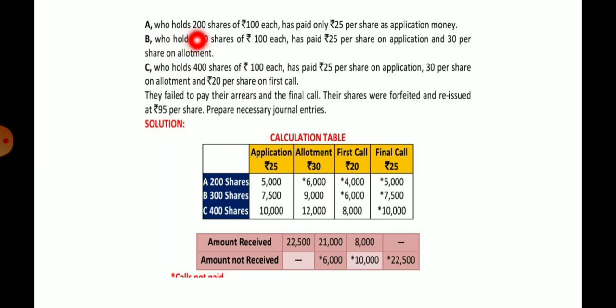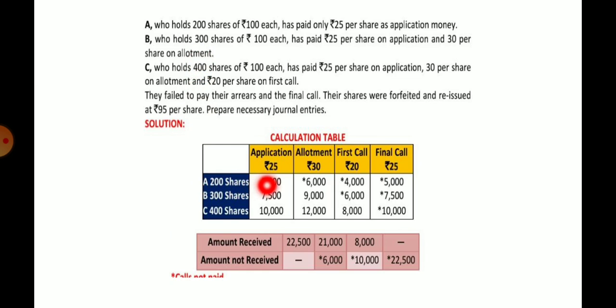A, who holds 200 shares of 100 each, has paid only 25 per share as application money. B, who holds 300 shares of 100 each, paid 25 on application and 30 per share on allotment. C, who holds 400 shares of 100 each, paid 25 on application, 30 on allotment and 20 on first call. They failed to pay the arrears and the final call. Their shares were forfeited and reissued at 95 per share. Prepare necessary journal entries.